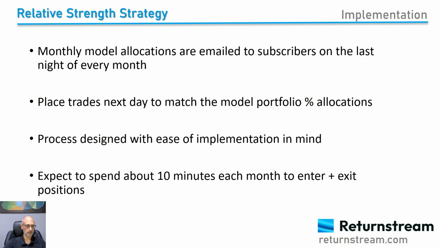How do we implement it? The monthly model allocations are emailed to subscribers on the last night of every month. And the trades are placed the next day to match the portfolio allocations. And the whole process has been designed with ease of implementation in mind. One should expect to spend about 10 minutes each month to enter and exit positions.